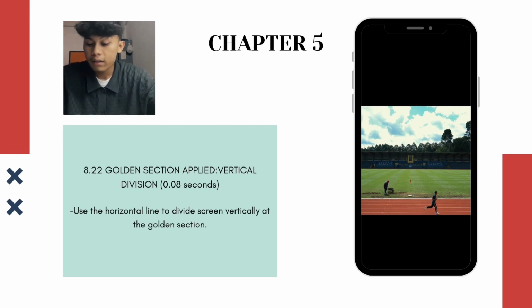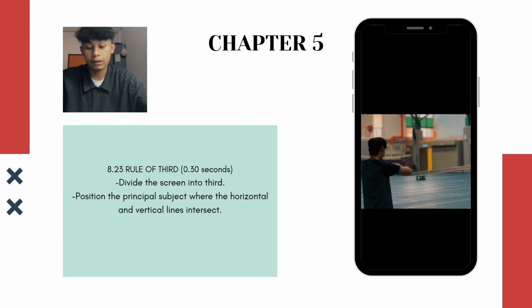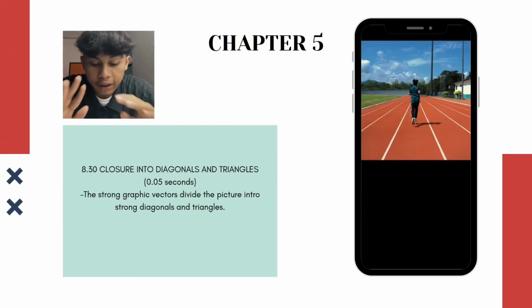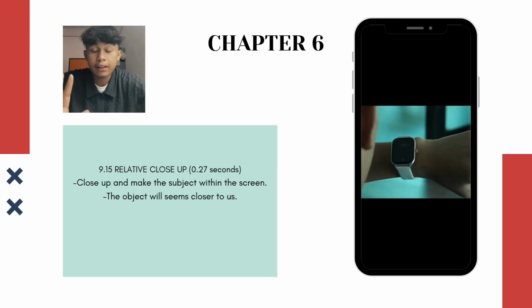So for the second one, there is rule of thirds. In this case, I divide the screen into thirds, placing the principal subject where the horizontal and vertical lines intersect. Now, closure into diagonals. In this case, the strong graphic vectors divide the picture into strong diagonals and triangles. Next, relative close-up. I close up on the subject within the screen, so the object seems closer to us.